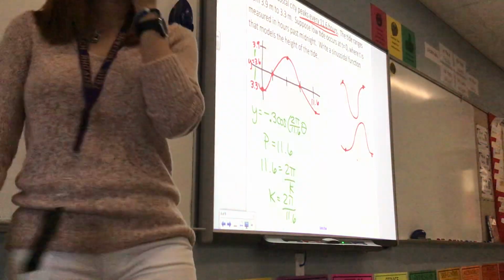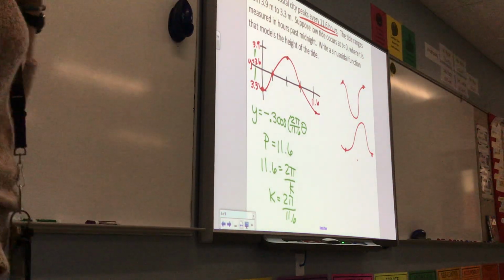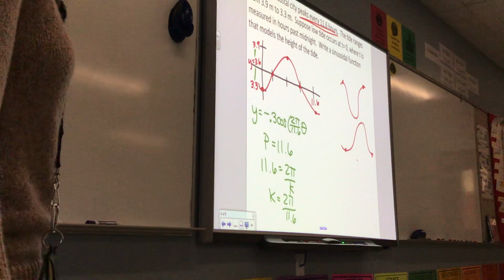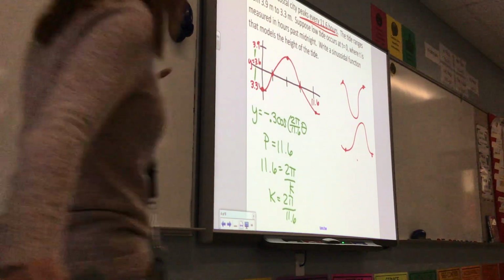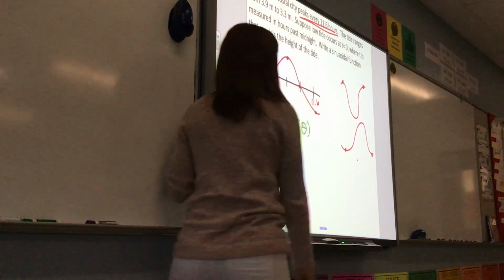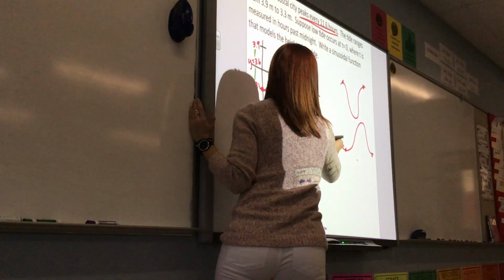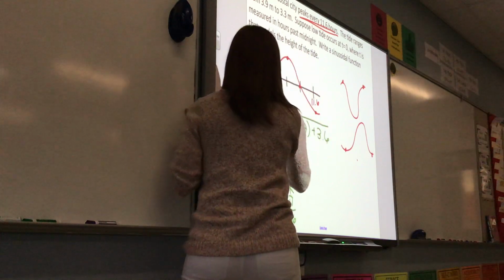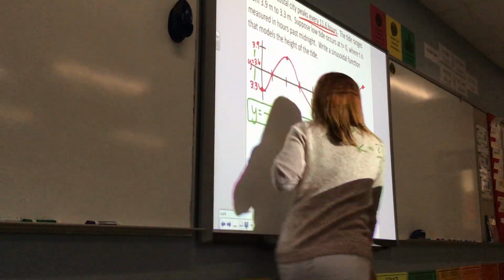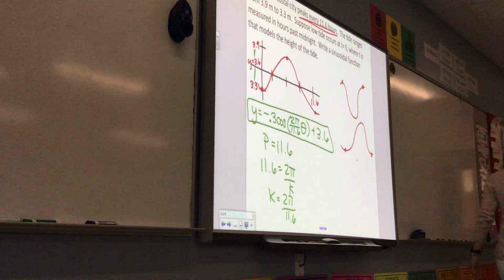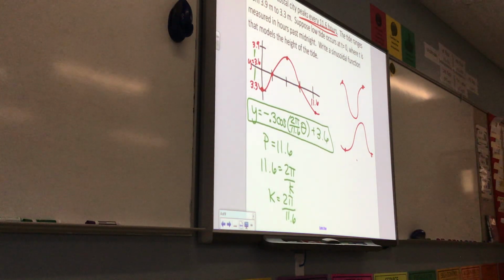Does it shift? Or is that where I expect a cosine graph to start? That's right, so there's no shift. What's your vertical shift? 3.6. There was no horizontal shift, because that is what I expect a cosine graph to do. But there was a vertical one. Questions on that?